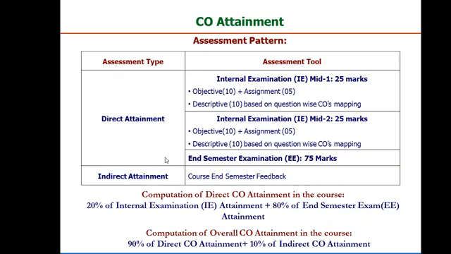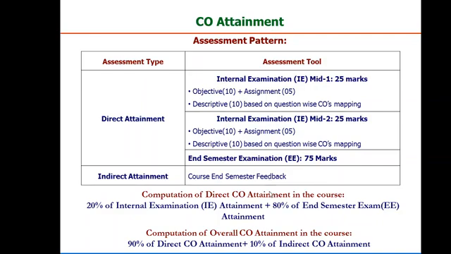Then coming to indirect attainment, this depends on the feedback of that course, which can be taken at the end of the semester. That feedback is called the course end semester feedback. So by using these direct and indirect attainment tools, how do we calculate the CO attainment and what is the weightage?